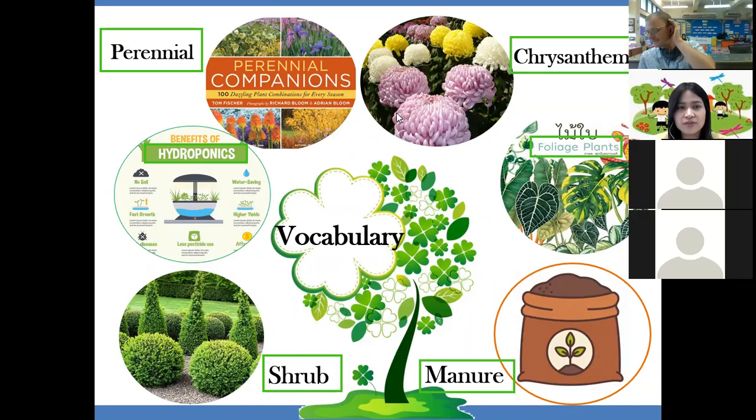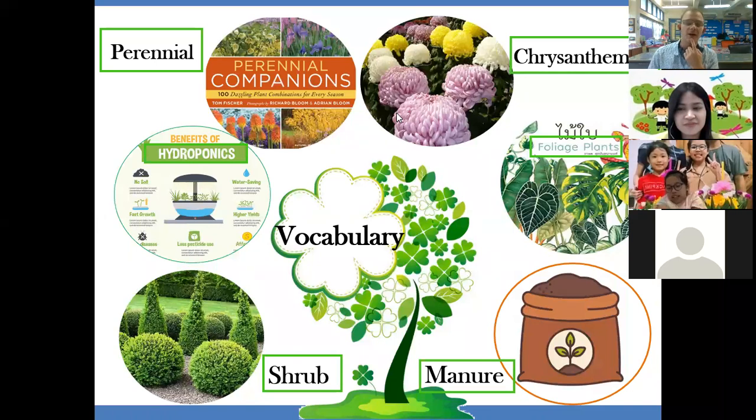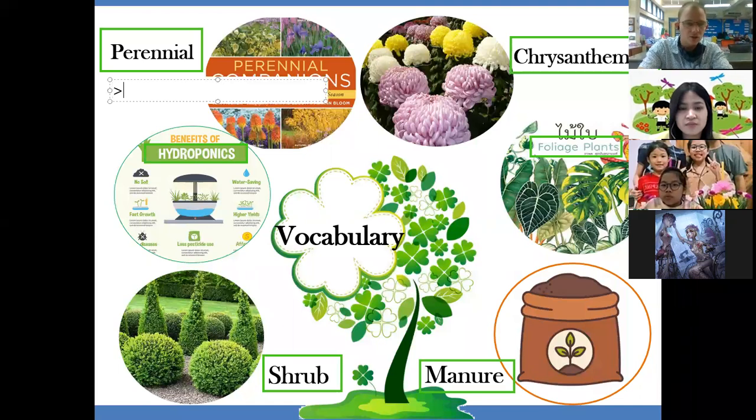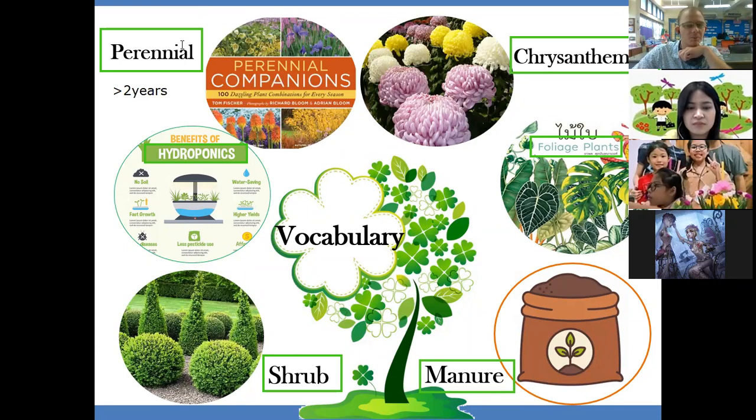Everyone say together. Yes, good. But a little bit louder so I can hear that pronunciation. Perennial. Okay, one more time. Last time, perennial. Perennial. Very good. Excellent. Now, perennial means plants that live more than 2 years. These are perennial plants. They live more than 2 years.